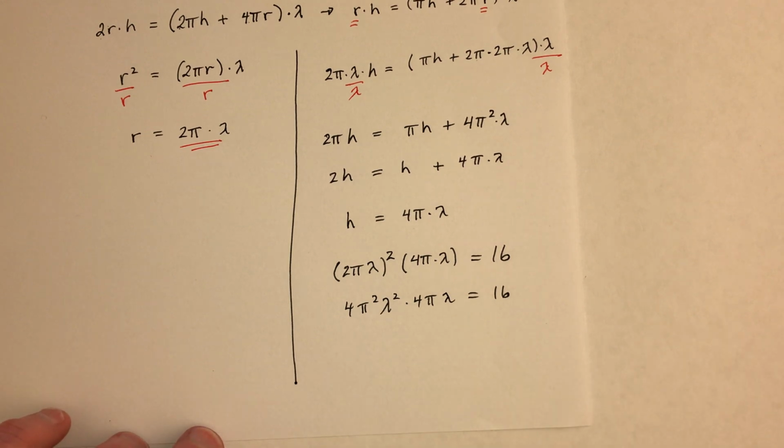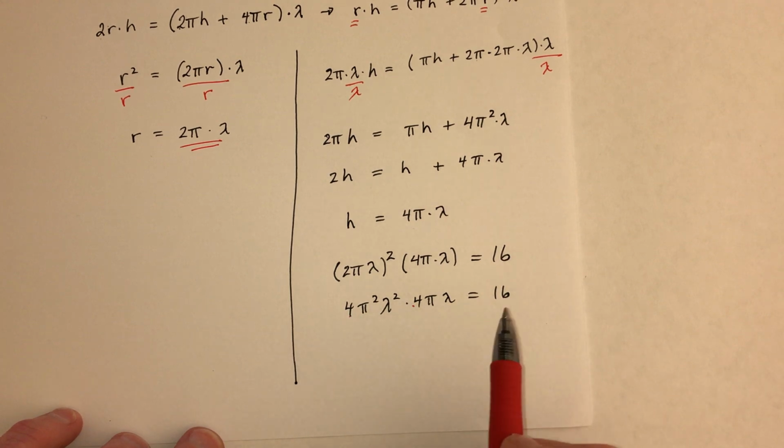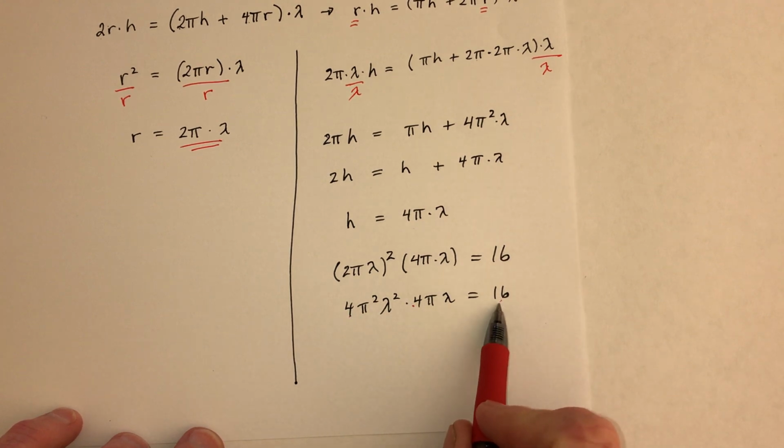And then I could divide both sides by 16 because this is going to be 16, and dividing by 16 is going to get rid of the 4's, and then it's going to make this side a 1.